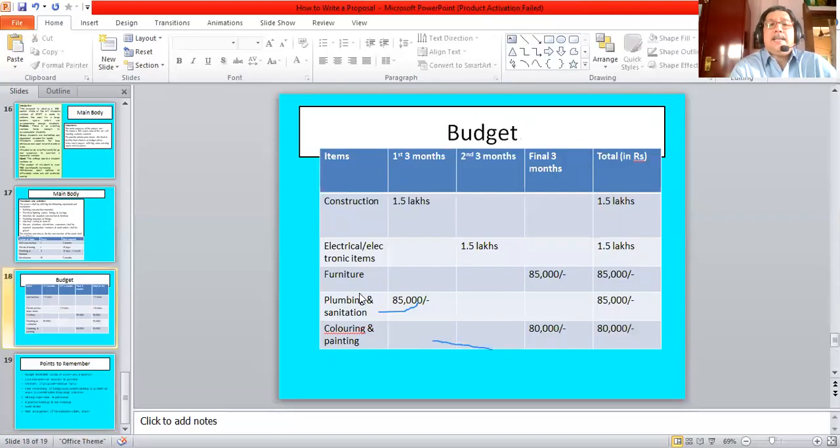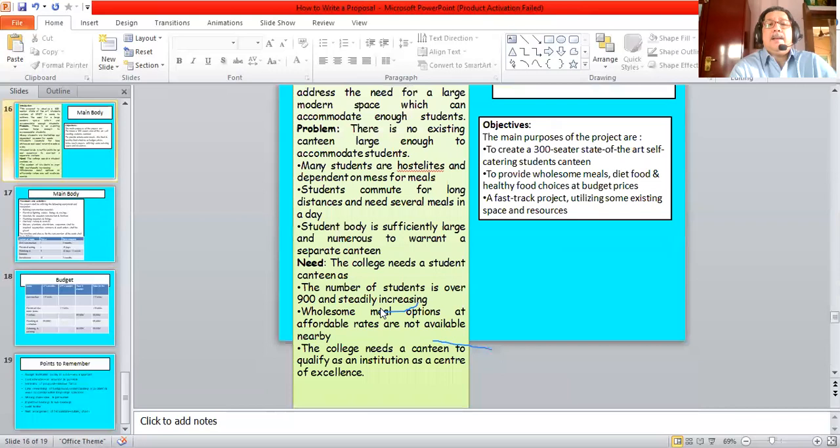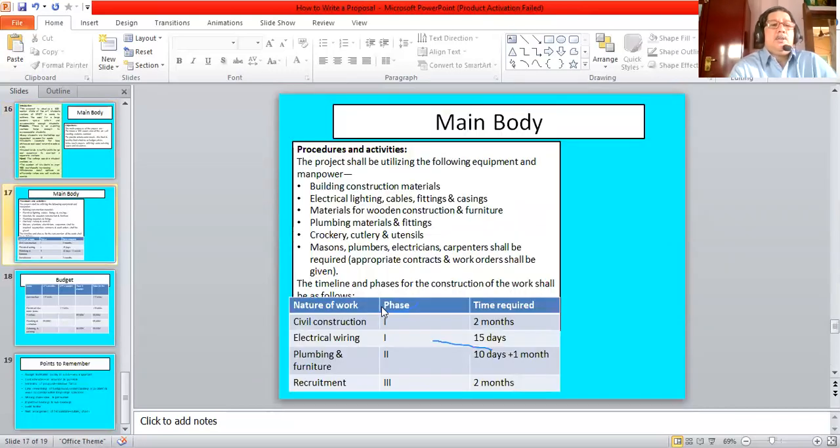Now, what about the budget? Before the budget, we have the procedures or the activities, the equipment and manpower which we shall need to develop this project. What shall we need? Building construction materials, electrical lighting, cables, fittings and casings, materials for wooden construction and furniture, plumbing materials and fittings, crockery, cutlery and utensils, and we will need manpower like masons, plumbers, electricians, carpenters, all. Appropriate work orders may be given.